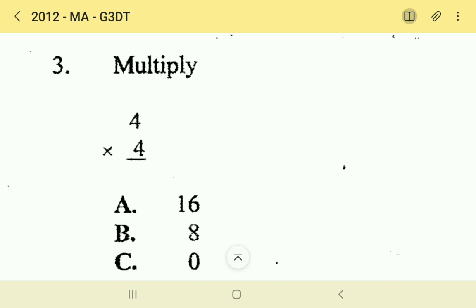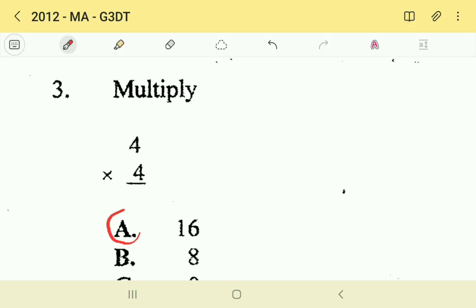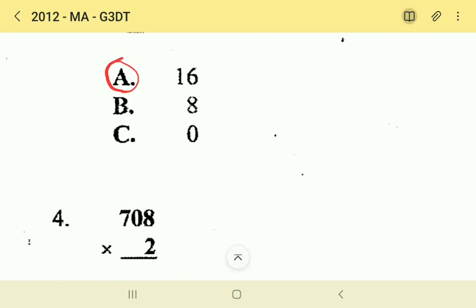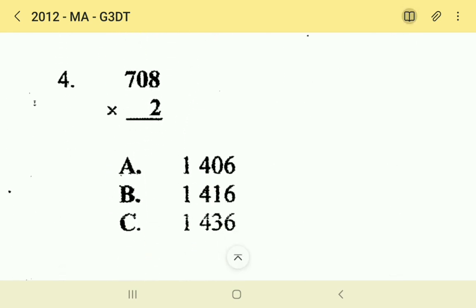Number 3. Multiply 4 by 4. Now you have to know your tables. 4 4s are 16. We don't need to work that one out. If you need to, then you might need to put down 4 groups of 4. Alright? With 4 circles, 4 X's, 4 whatever. Just 4 groups of 4.